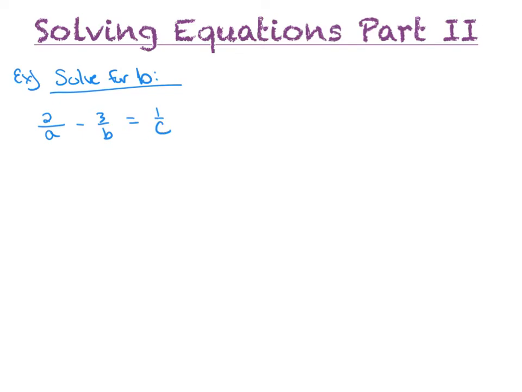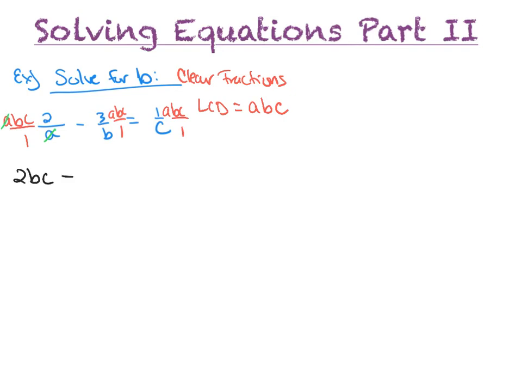For this particular problem, we want to clear our fractions. And in order to clear the fractions, we need to find the least common denominator. The least common denominator is abc. And just like we were doing in the previous problems, we're going to multiply by abc, both sides. And then reduce. So in the first one, a's reduce, and we're left with 2bc. In the second term, the b's reduce, and we're left with 3ac. And in the third term, the c's reduce, and we're just left with ab.